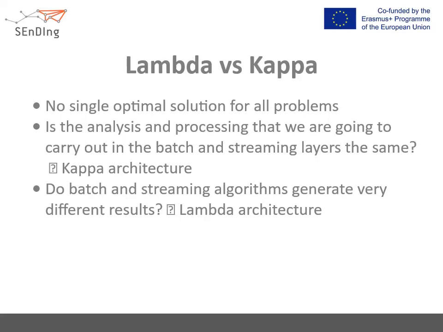Lambda architecture is more versatile and is able to cover a greater number of cases, many of which require even real-time processing. One question that we must ask ourselves in order to decide is: are the analysis and processing that we are going to carry out in the batch and streaming layers the same? In this case, the most appropriate option would be the Kappa architecture. We will also lean towards a Lambda architecture if our batch and streaming algorithms generate very different results, as can happen with heavy processing operations or in machine learning models.